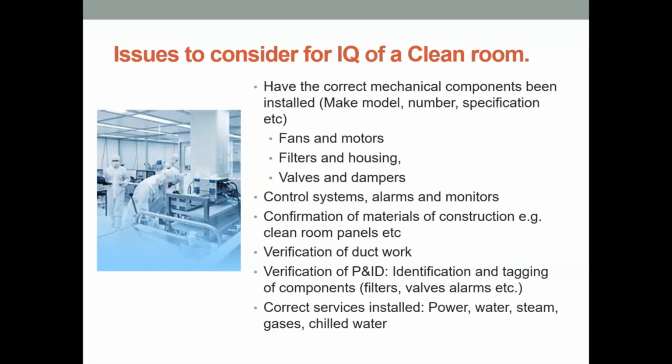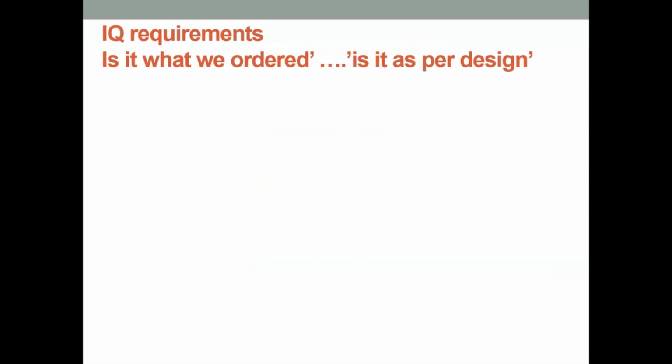Have the correct services been installed? The power, the water, the steam, gases and chilled water, etc. And are all of our instruments calibrated and up to speed? Have we got our calibration certs in place and filed away? And do we know what our calibration periods and frequencies should be for those instruments going forward? The IQ requirement is: is it what we ordered and is it as per the design? That's what we're really checking ultimately.